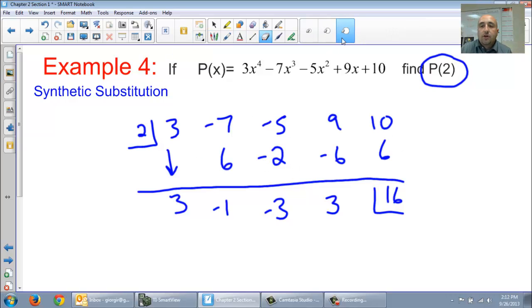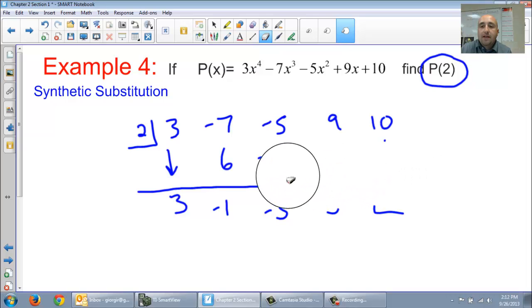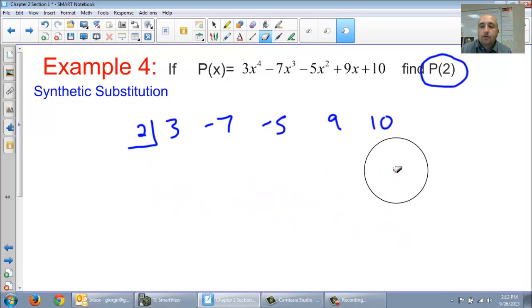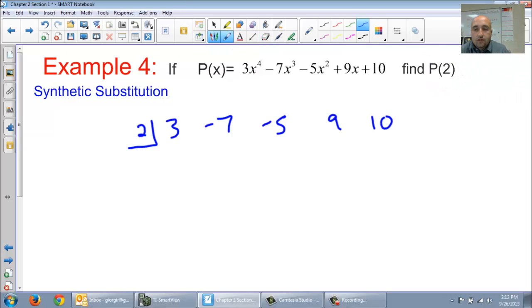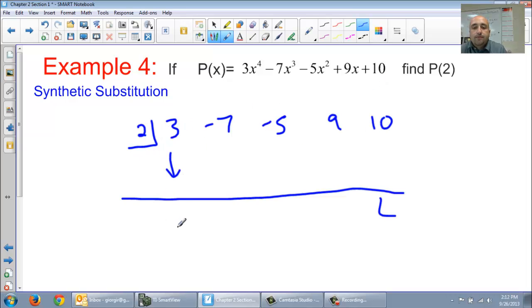So what I'm going to do is start over just to make sure that I'm not making any mistakes here. I want to show you the correct way. Even I make mistakes, so hopefully you will not do the same. Okay, so same thing. Our 2 goes in the box. We use our coefficients 3, negative 7, negative 5, 9, and 10. List them. You drop down the first number.